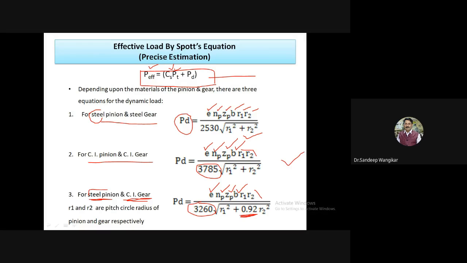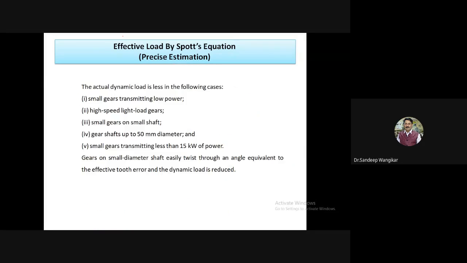So these are the three formulas based on the pinion and gear material. You will use any one of the formulas and calculate the PD. After calculation of PD, I will put it in the formula of P effective and I can easily calculate P effective. So much time is given for this writing.